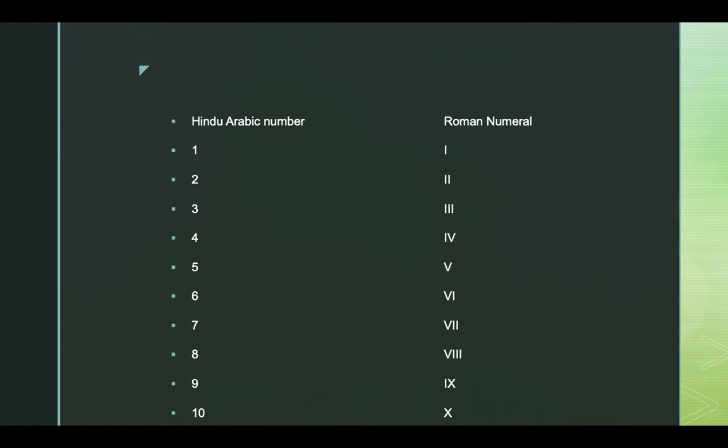Children, here I have given you a list of some Hindu-Arabic numerals with their Roman numerals. This is 1. 1 is written as I. 2 is written as II. 3 is written as III. Now, how to write 4? As we all know, no symbol can be repeated more than 3 times. So we have written 4 as 5 minus 1, that is IV. 5 is written as V, this is 6, this is 7, 8, 9 and this is 10.